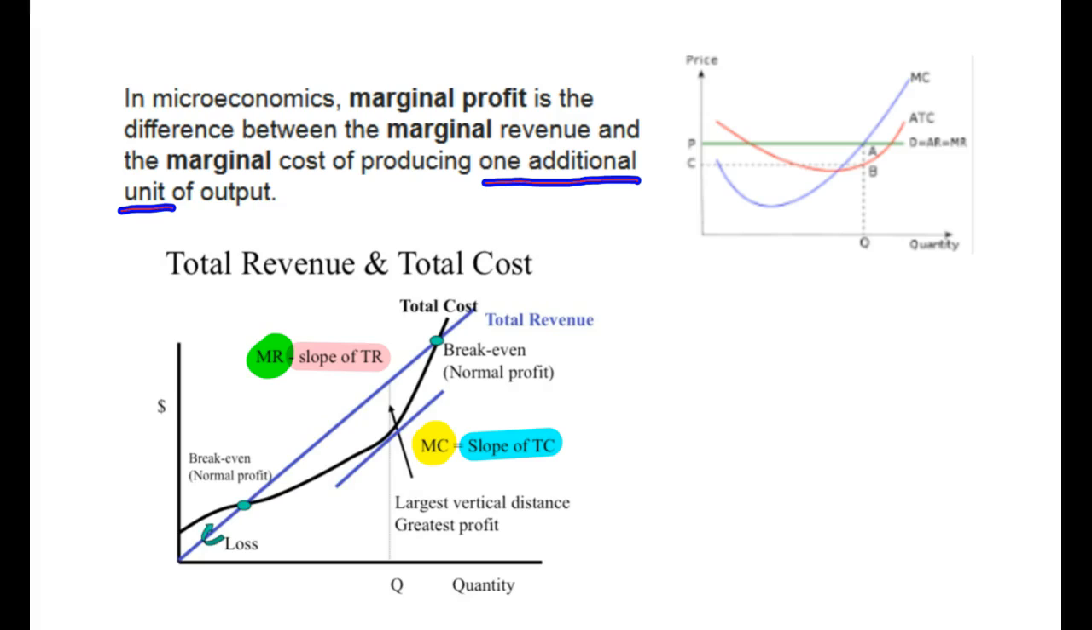So again, in economics, if you add 1 unit, that's going to be the slope of the tangent line. So your marginal cost is the slope of your total cost, and the marginal revenue is the slope of your total revenue.